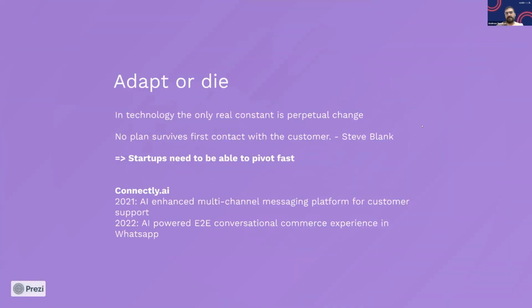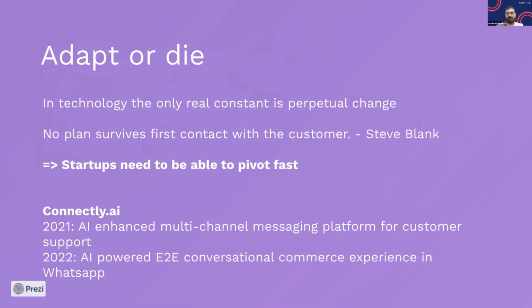But the reality is that technology is a very dynamic environment, and the market is always moving. So you could say that the only real constant in the technology industry is perpetual change. And the truth is that no plan survives first contact with the customer. So all startups need to be able to pivot really, really fast.